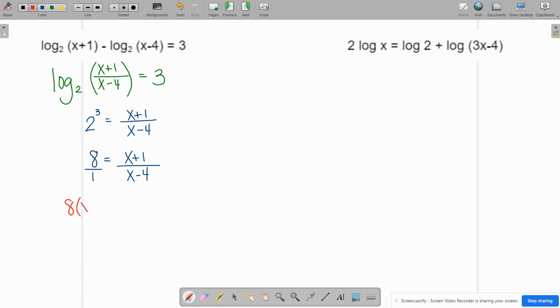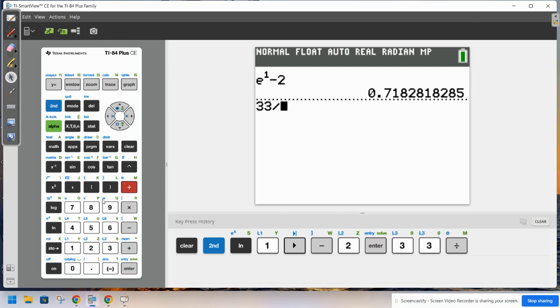So 8 times the quantity x minus 4 will equal the other cross product, 1 times x plus 1, or just x plus 1. So to solve this, we could say 8x minus 32 equals x plus 1. I would subtract x from both sides to get 7x over here, and I would add 32 to the other side to get 33, which means x equals 33 over 7. That would be our exact answer. If you wanted to divide it out and get 4 decimal places, like it asked, then we would get 4.7143.